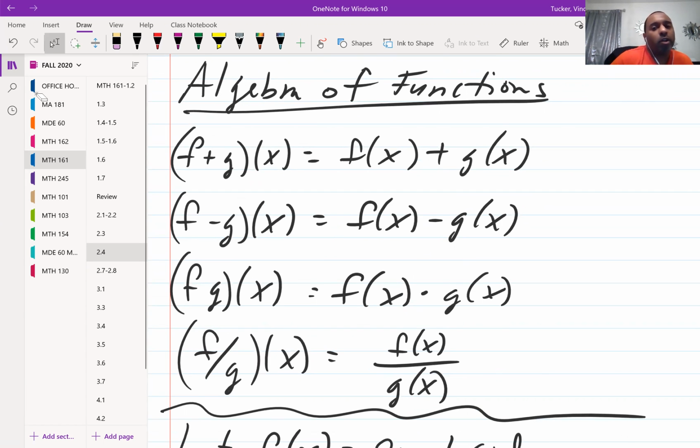All right, here we have the algebra of functions. f plus g of x is just f of x plus g of x, then f minus g of x is f of x minus g of x, and f times g of x is just multiplying the functions together, and then the quotient is just dividing them. So it's just a shorthand way of writing those instructions as to how you will handle those equations.